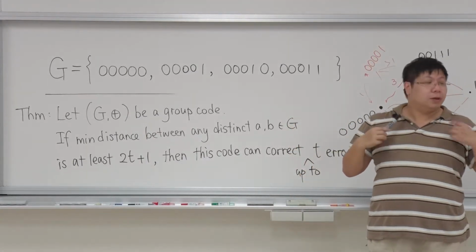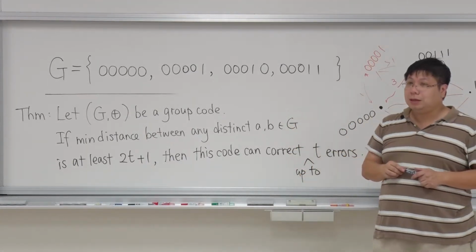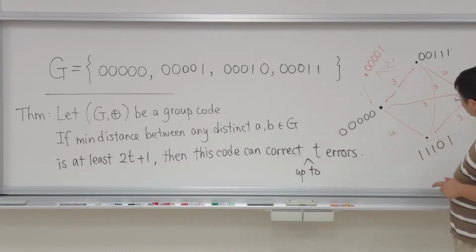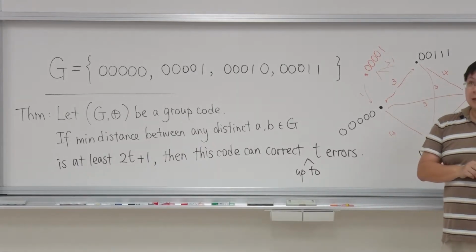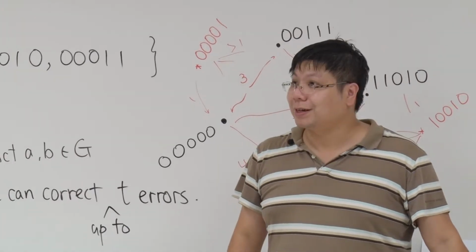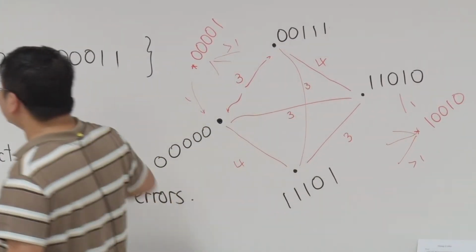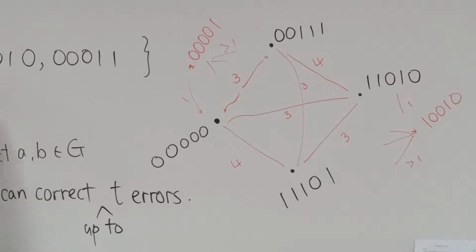Okay? If you want a group code to be good, we need to make sure that the distance between any two pairs has to be far away. Is that okay? Okay, so let's get back to our original group code.